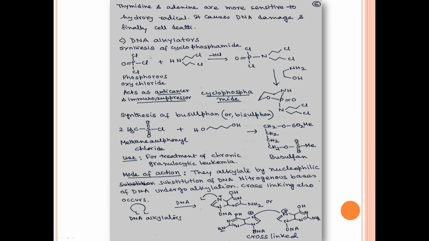Examples are cyclophosphamide. From the name it is clear that this drug molecule contains phosphorus.